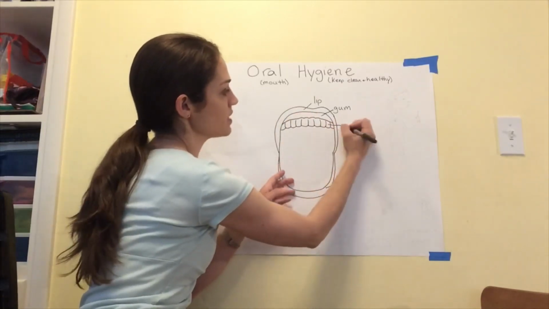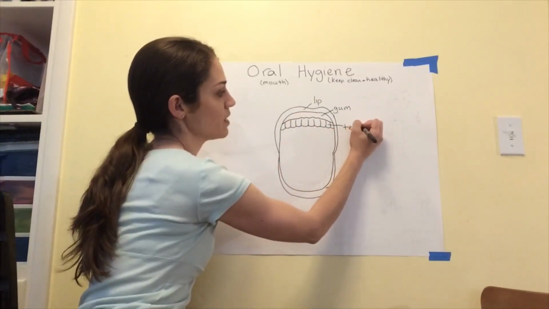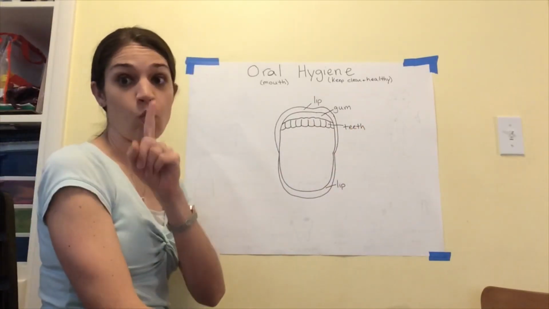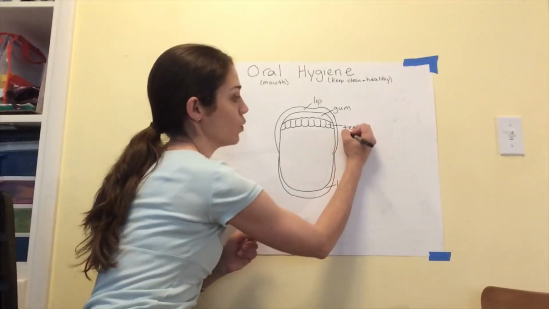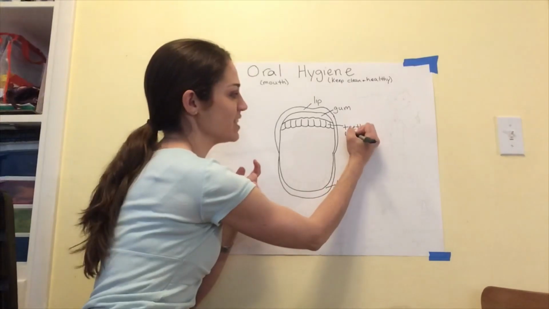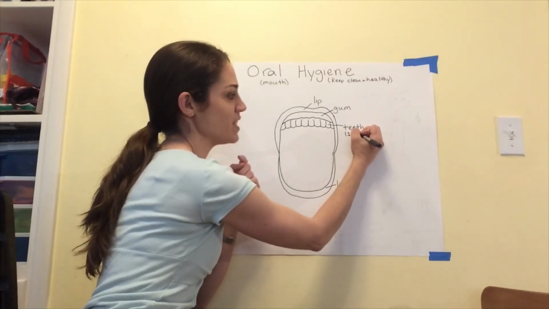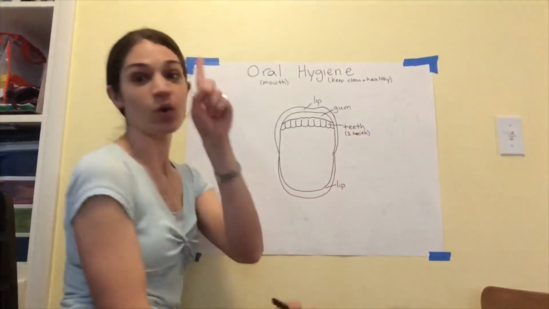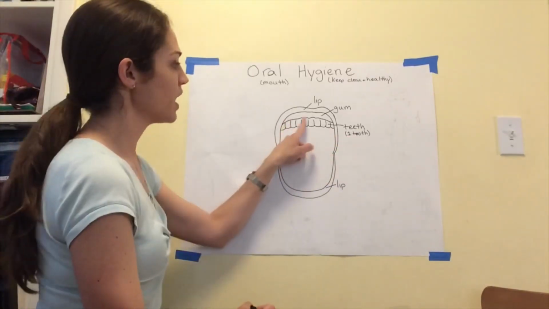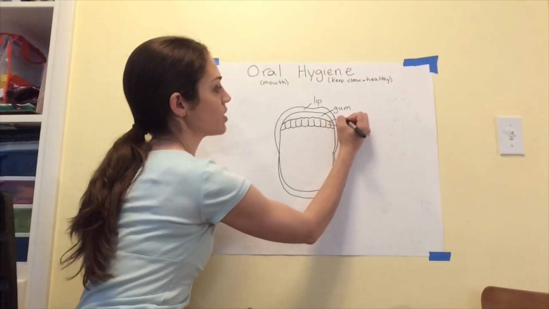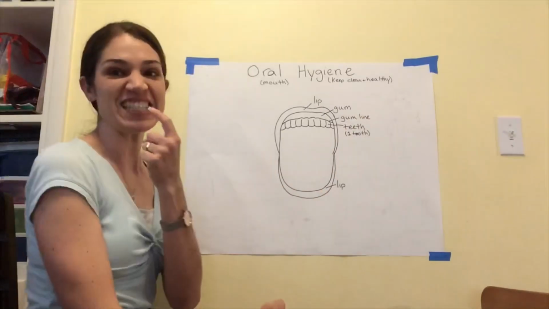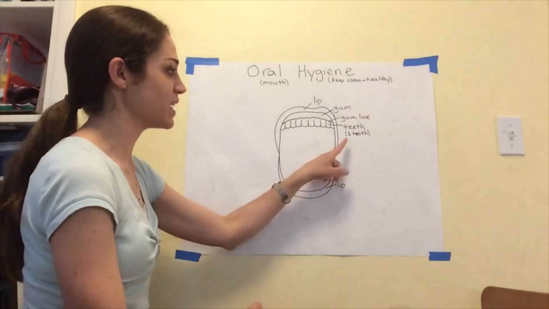And this word teeth is plural. It means more than one. If we're talking about one, we say one tooth. Say that with me. Lots of teeth. Or one tooth. One tooth. That line right there in between is called the gum line. That's where your teeth and your gums meet. That's the gum line.